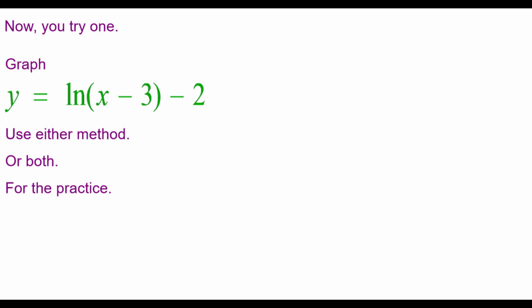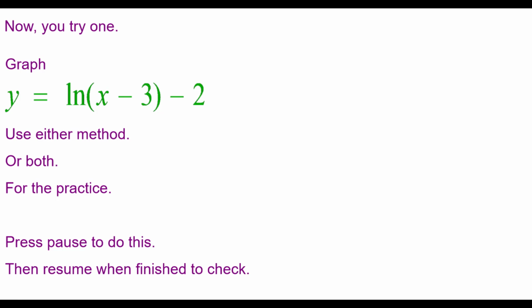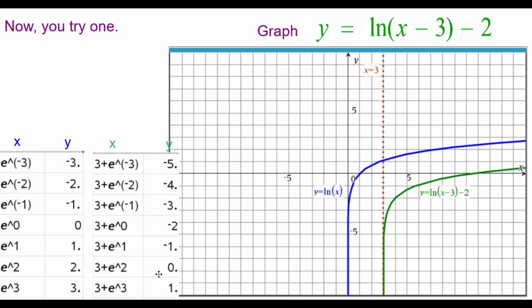Now you try one. Graph y equals a natural log of the quantity x minus 3 minus 2. Use either method or both for the practice. Press pause to do this and resume when you're finished to check your answer. And here's your answer in green as the graph and also the table compared to the parent function.